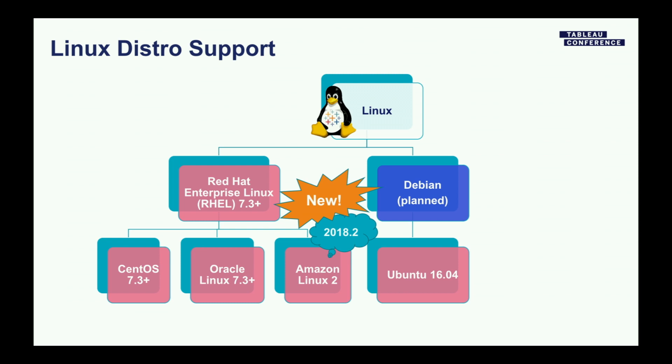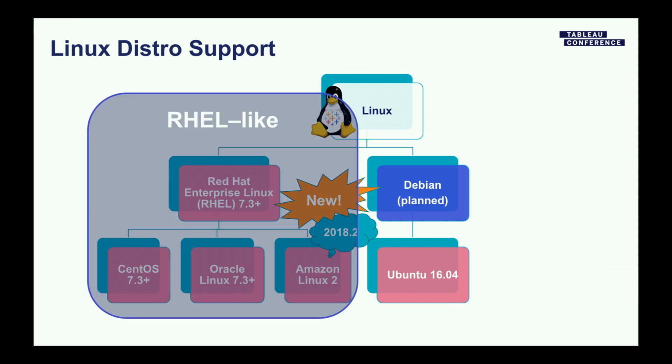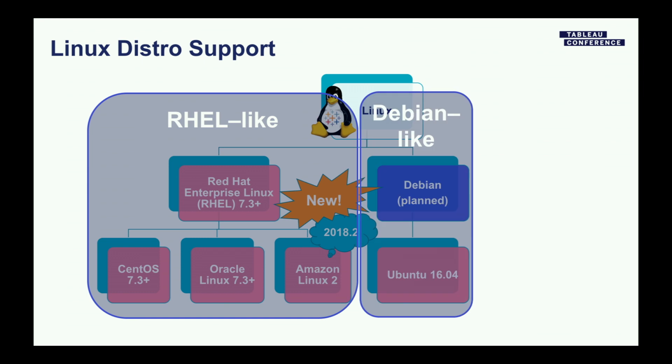Now, for the rest of the talk, the branch of the family tree on the left-hand side, I'll call the RHEL-like distros. And the branch on the right-hand side, I'll call the Debian-like distros. And then finally, we have SUSE, which is kind of not part of either of these branches. We don't support that right now, but we plan to in the future.